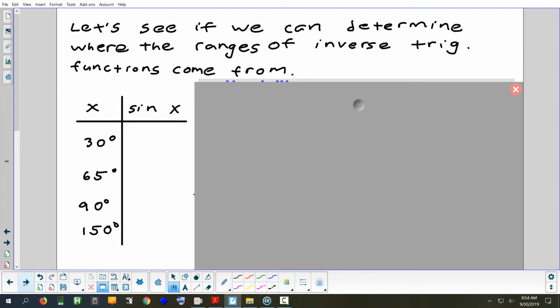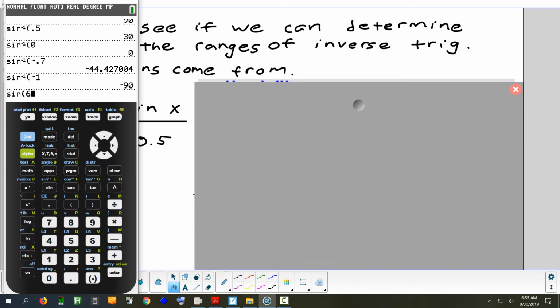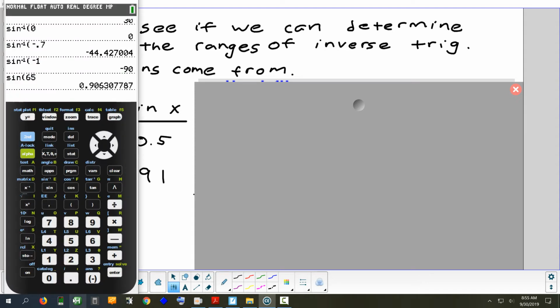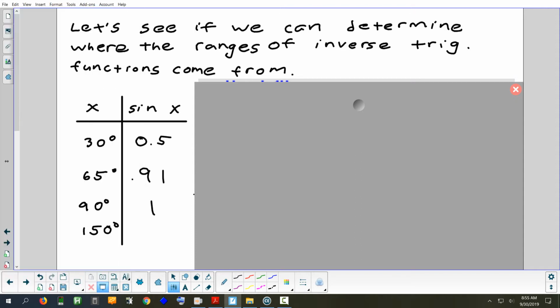What I've put on the left there is just some different angles, and I'm going to take the sine of those angles. It's like what I just did on the calculator, except now I'm going to write them down. Actually, we just did that one. Does anyone remember what the sine of 30 came out to as a decimal? 0.5. Yeah, that one was 0.5. The other ones, I don't know. We're just going to have to try them. So let's do sine of 65. Get about 0.91. Sine of 90. We just did that one. That one was 1. I'm going to hold off on 150 for a second.